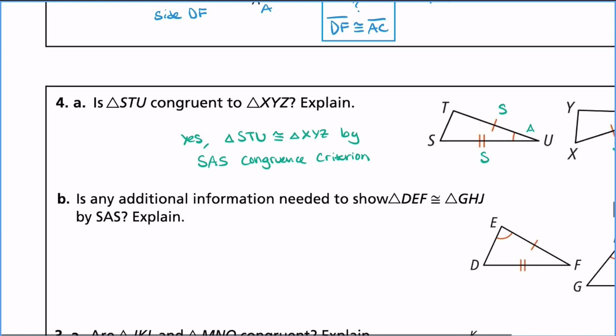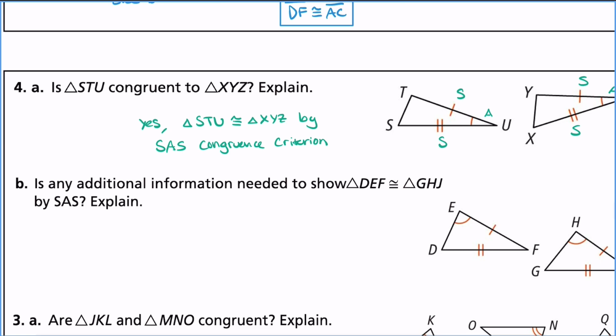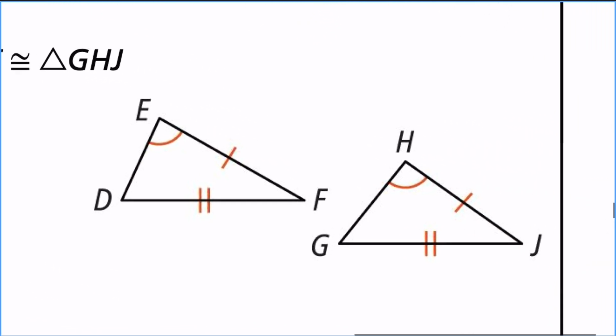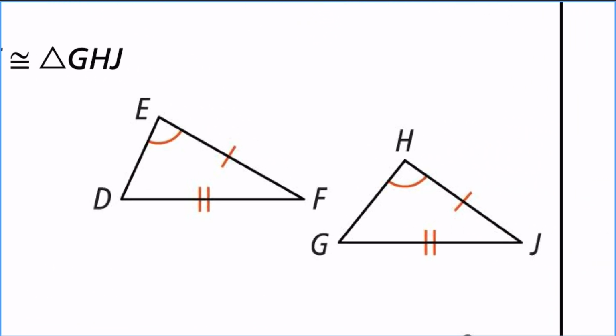All right. Is any additional information needed to show that DEF is congruent to GHJ by side, angle, side? In this one, side, angle, side, side, angle, side, side, angle, side. They chose, unfortunately, the wrong sides. This side does not help us. This side does not help us.